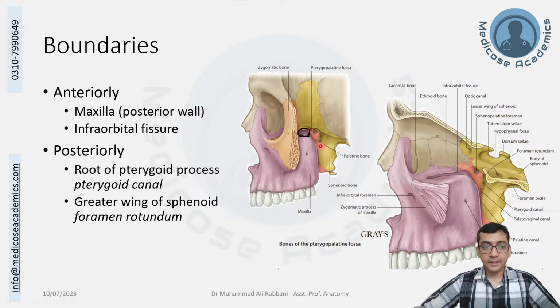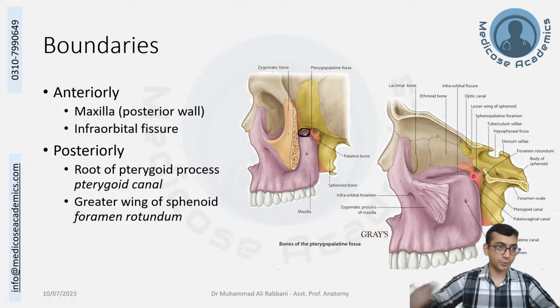Posteriorly, it is made up majorly of the pterygoid process containing the pterygoid canal, and above it the greater wing of sphenoid that is containing foramen rotundum. Foramen rotundum is shown here, and the palatovaginal canal is shown. Pterygoid canal and palatovaginal canal are shown here in the root. These are the foramina that are forming at the posterior aspect.